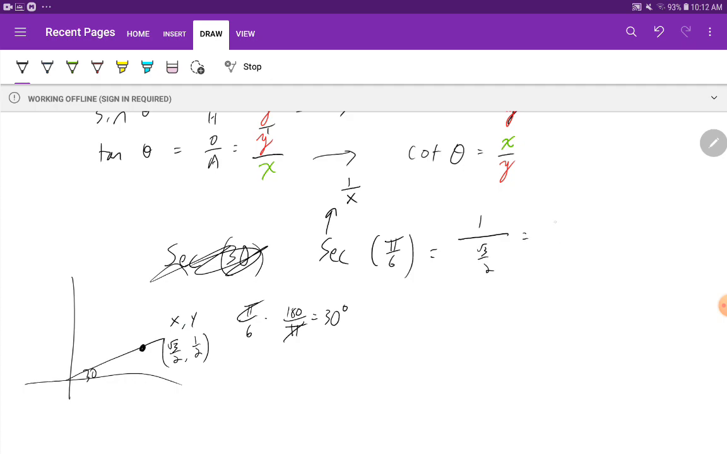We're going to do some keep change flip. That's a shout out to my period 5. And you get 1 times 2 over root 3, which is just 2 over root 3. And that's your answer.